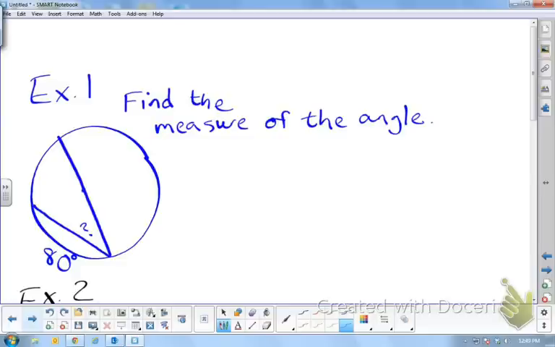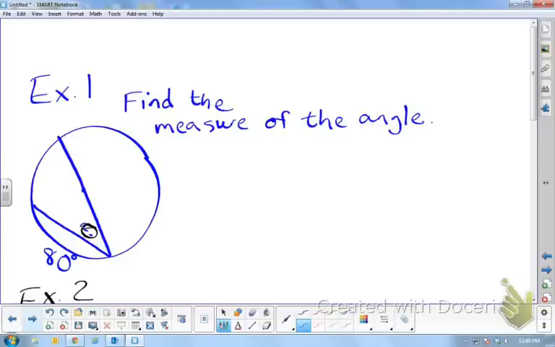So here's our first example. It wants us to find the measure of the angle. Now there's a question mark inside. I do that because on the assignment, the program I used places a question mark there automatically. But really, that's just theta. Instead of a question mark, I'm going to put the theta symbol.